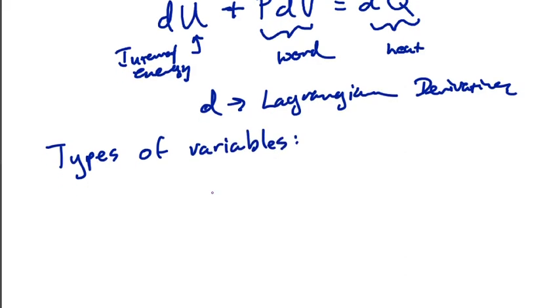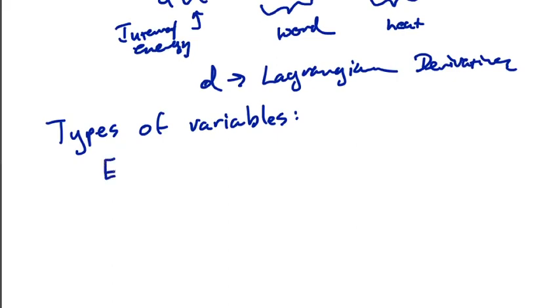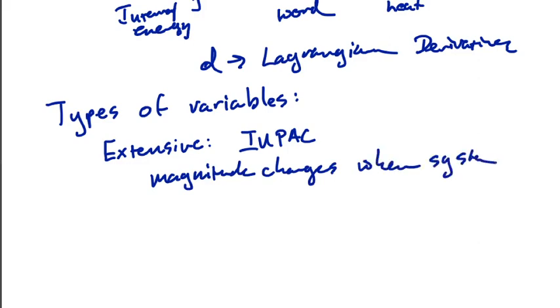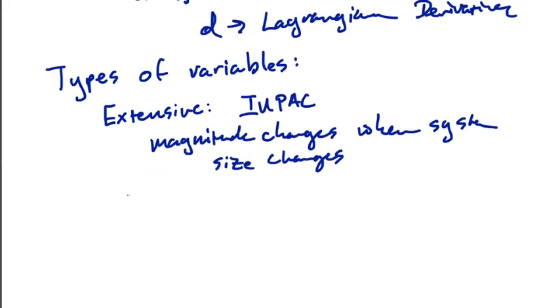To understand these and their role, we're going to briefly digress. So let's start with the extensive variables. What is an extensive variable? Well, according to the IUPAC, an extensive variable is a variable that changes in magnitude when the system size changes. Examples of this are things like the total internal energy, the volume, or the amount of heat in the system. Those are all extensive variables.